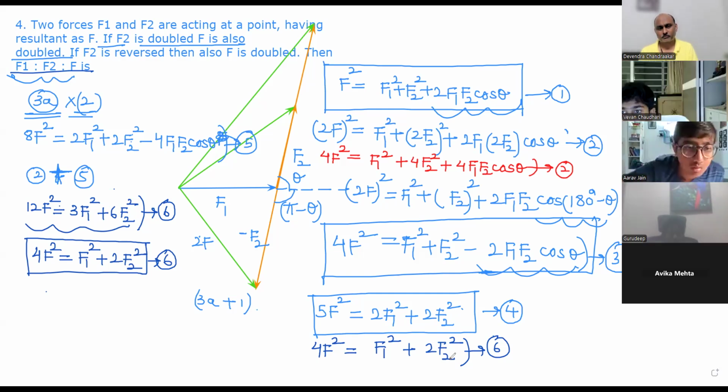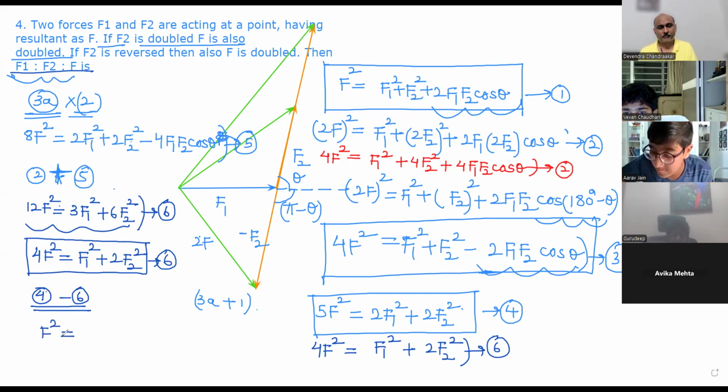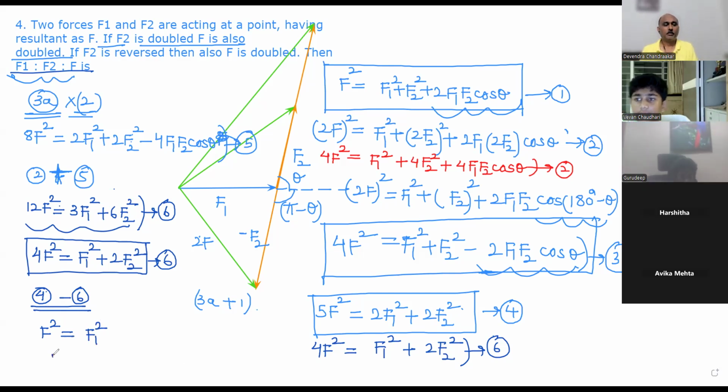Yes, sir. So what you do here is subtract equation 6 from equation 4. Do this. What will you get here? You get f square. Just pay attention. F square is equal to f1 square. Got it? Yes or no? Yes, sir. Or from here you get f1 is equal to f. I hope all of you understood this.